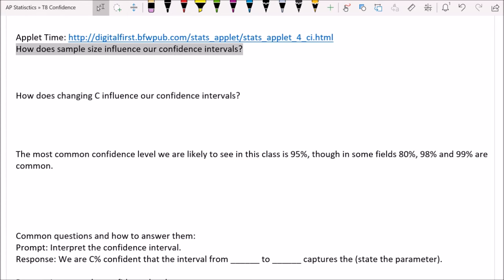Of course. If we ask lots and lots of people, we have more information, we can feel like we're starting to zero in on the true proportion or the true mean. And that's why that works that way. Okay. Just so you know, in an AP class, and largely in science as well, in most areas of science, the most common confidence level is 95%, although in some fields I have heard that 80%, 98%, and 99% are used sometimes.